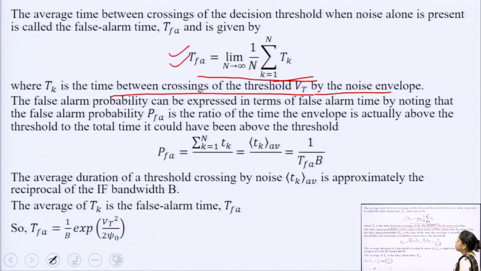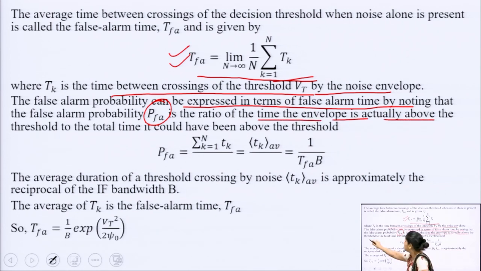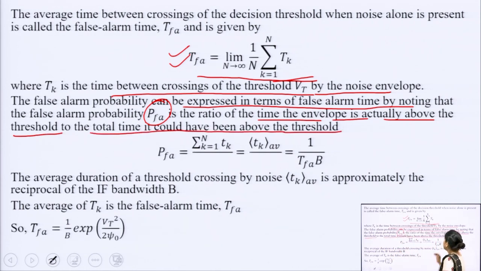The false alarm probability can be expressed in terms of false alarm time by noting that the false alarm probability PFA is the ratio of the time the envelope is actually above the threshold to the total time it could have been above the threshold.